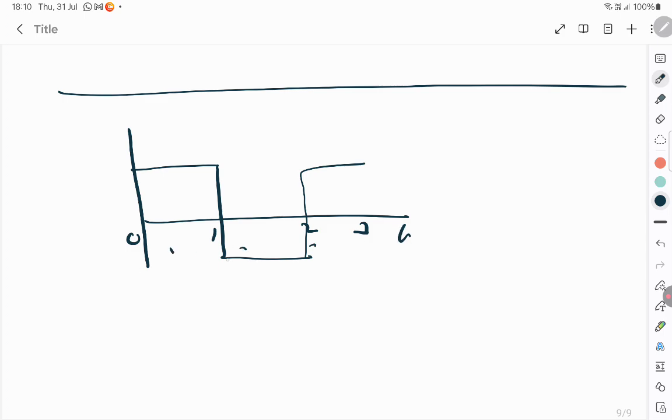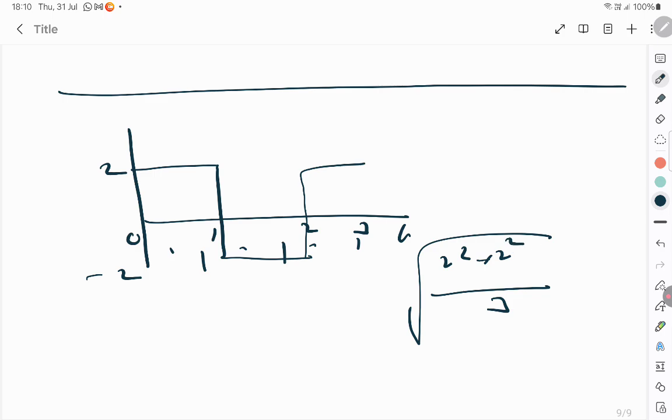Because even though the time is 3, the mean is also 3, when I divide by 3. So supposing 2 is the value and minus 2 is the value, I'll write root of 2 square plus minus 2 square, which is also plus 2 square, plus 2 square, divided by 3. So solve this and that will give me my IRMS value.